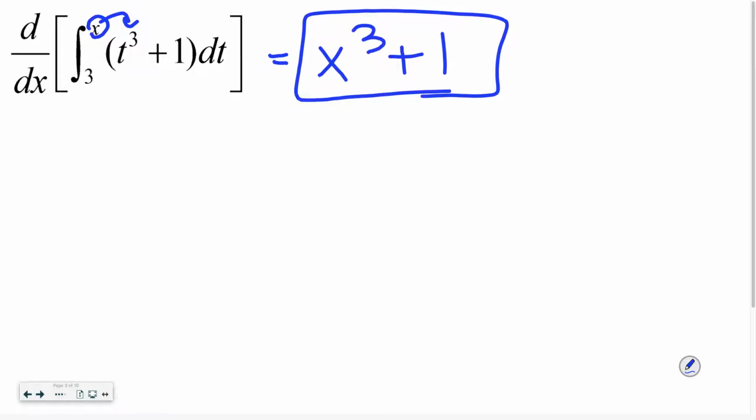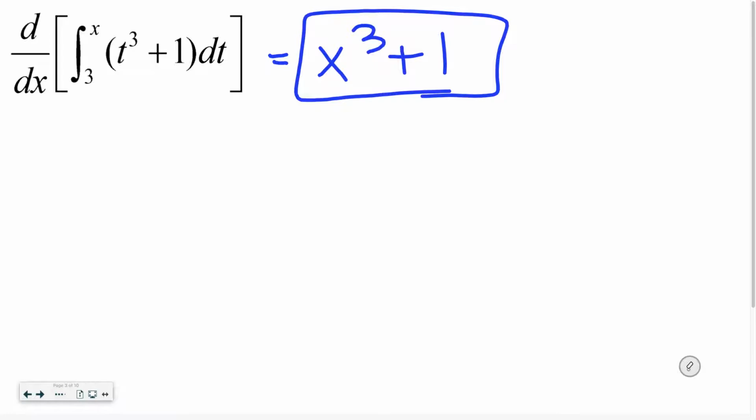We do have to write the antiderivative as a different variable so that when we do the derivative, or the antiderivative, excuse me, we throw x in. So instead of t cubed plus 1, we're going to throw the x in and it's x cubed plus 1.